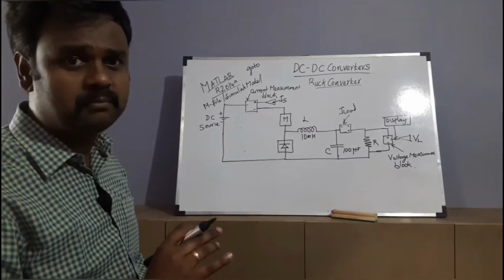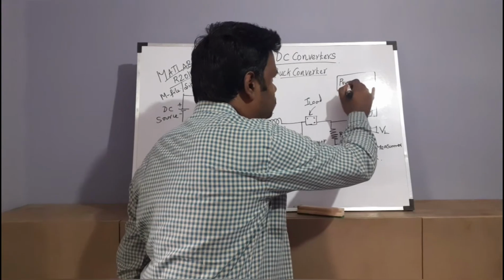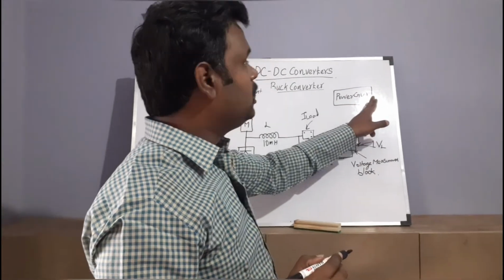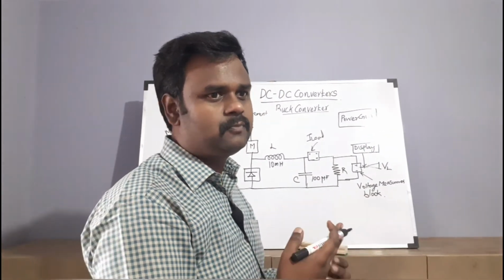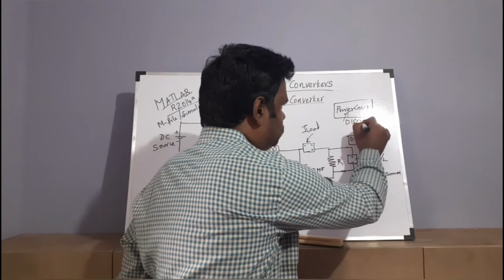Another most important block is power GUI. Guys, this is the most important block in the simulation part. GUI is nothing but graphical user interface. There are two kinds of operation: continuous mode and discrete mode. Now we are going for the discrete mode of operation.